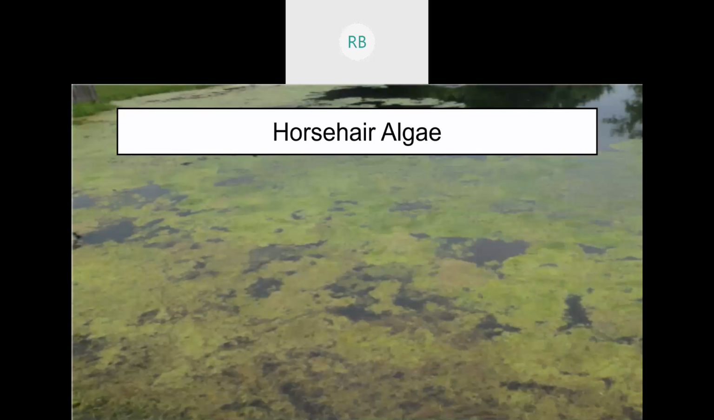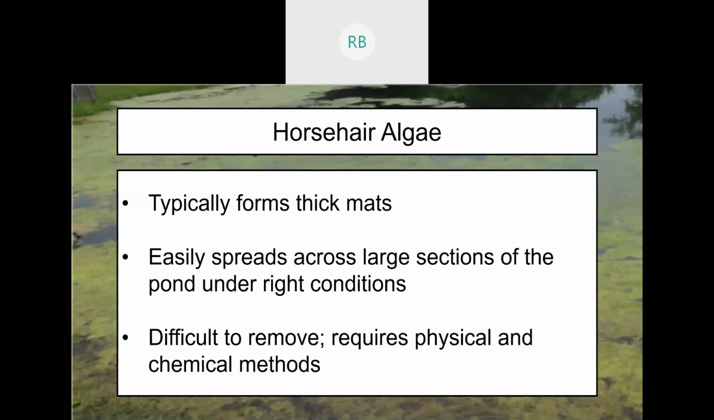The most visible and probably the most complained about form of algae is what is often referred to as horsehair algae. Now, this is that filamentous type of algae that I mentioned just a little bit ago. This will form a very thick mat that is very difficult to remove through physical labor. It can easily spread across large sections of your pond during the right conditions.